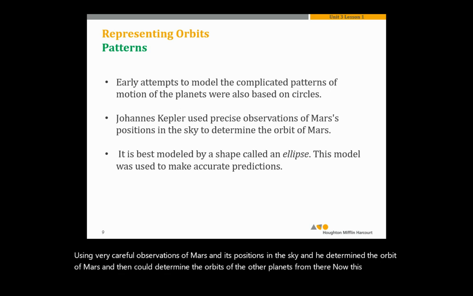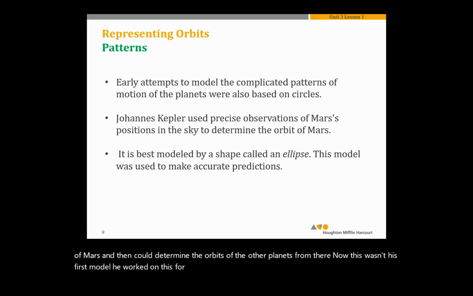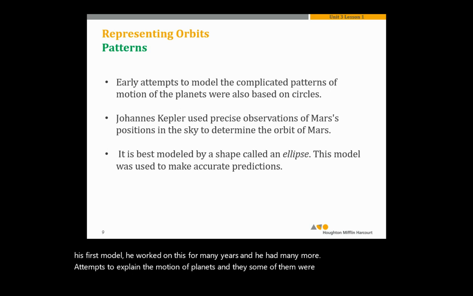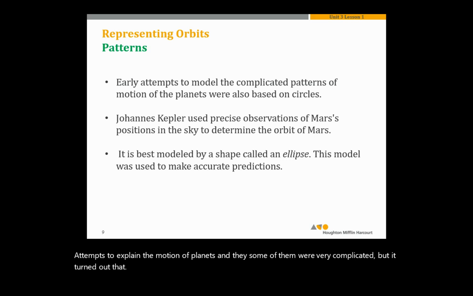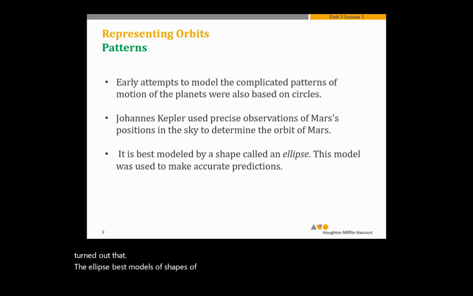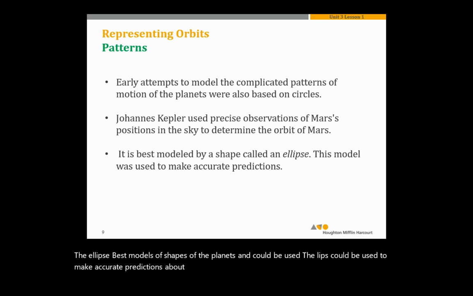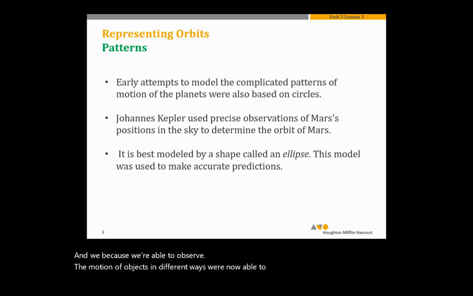Now, this wasn't his first model. He worked on this for many years, and he had many more attempts to explain the motion of planets, and some of them were very complicated. But it turned out that the ellipse best models the shapes of the planets' orbits. The ellipse could be used to make accurate predictions about other planets' motion. And we now know, because we're able to observe the motion of objects in different ways, that the elliptical model of planetary orbits is the correct one.